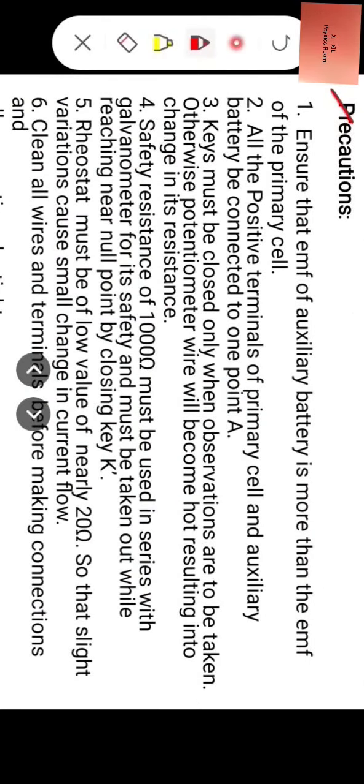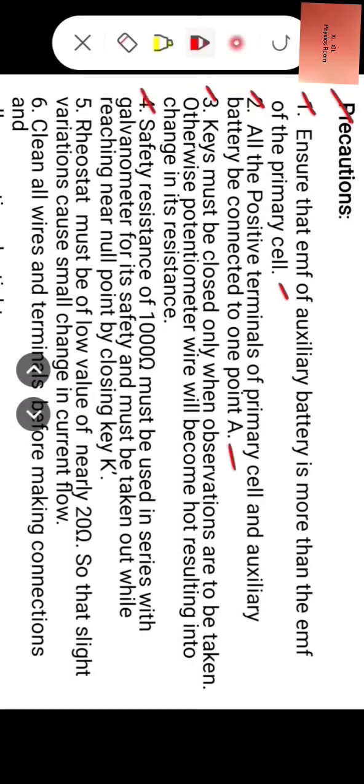Precautions. We have to observe certain precautions before conducting the experiment for determination of internal resistance. First precaution is ensure that EMF of auxiliary battery is more than the EMF of the primary cell. Second, all the positive terminals of primary cell and auxiliary battery be connected to one point A. Third, keys must be closed only when observations are to be taken. Otherwise, potentiometer wire will become hot, resulting into change in its resistance.